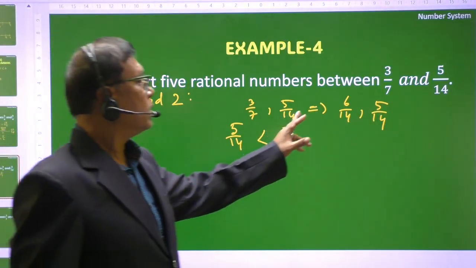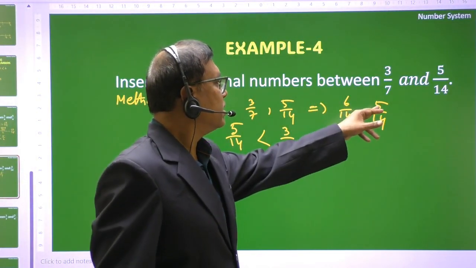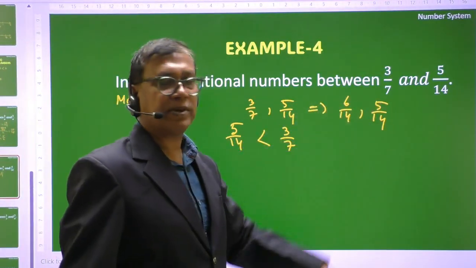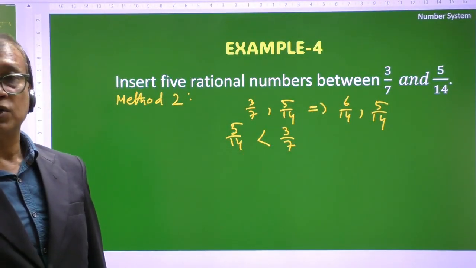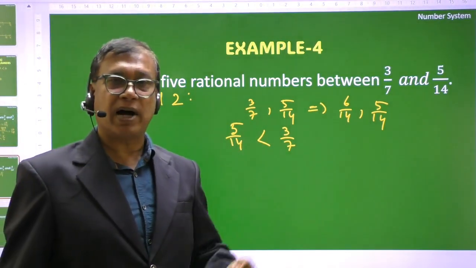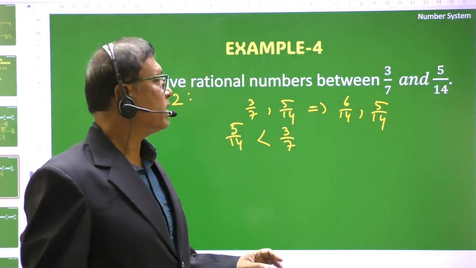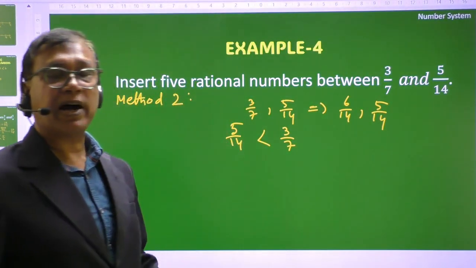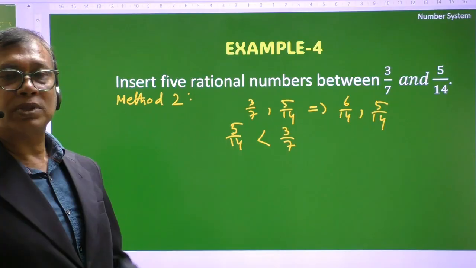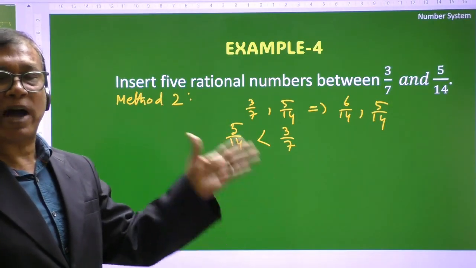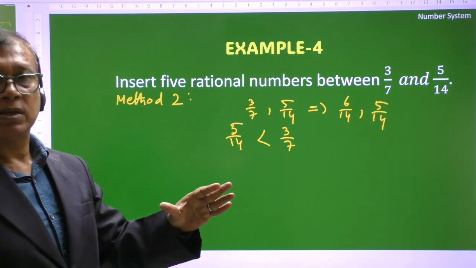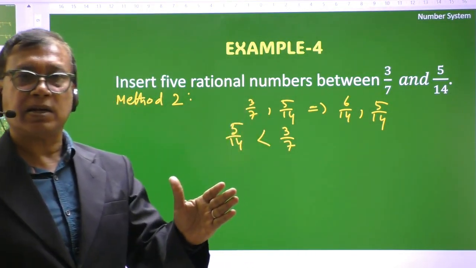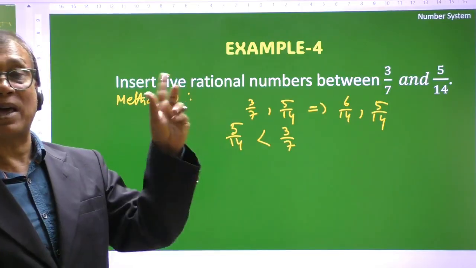Step 2, now take the difference of the numerators, 6 and 5. Here the difference is 1. So if the difference is 1, then see how many rational numbers you have to insert: 5. So add plus 1, one more, that is 5 plus 1, 6. In generalized form, if n rational numbers we have to insert, then n plus 1.